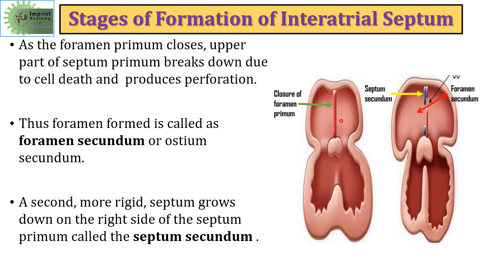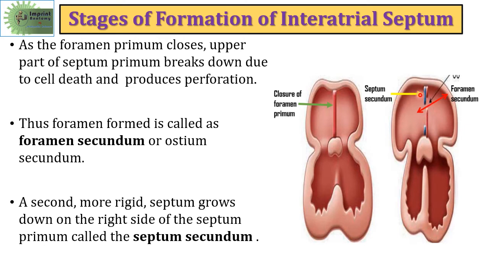As this foramen primum closes, or fuses with the AV cushion, the upper part of the septum primum breaks down due to cell death, or forms perforations. And this perforation forms a second foramen. That's why it is called the foramen secundum, or also labeled the ostium secundum, because this is the second foramen.